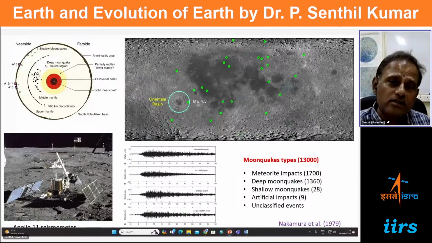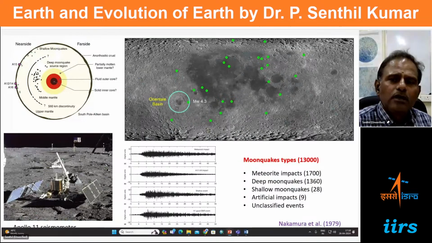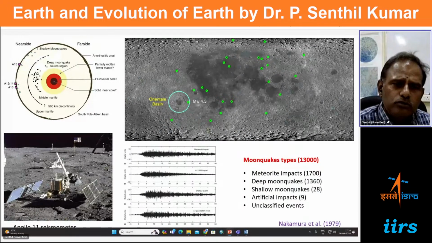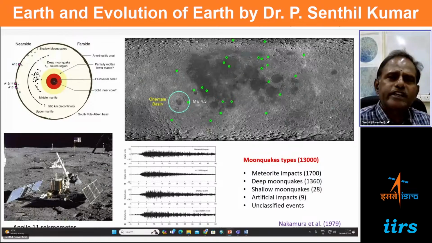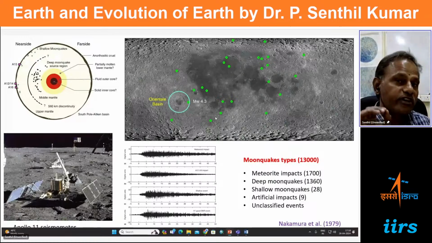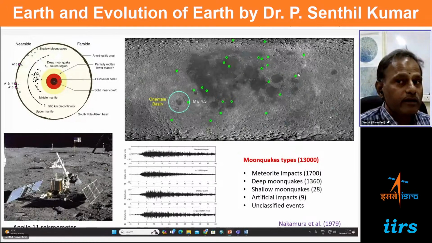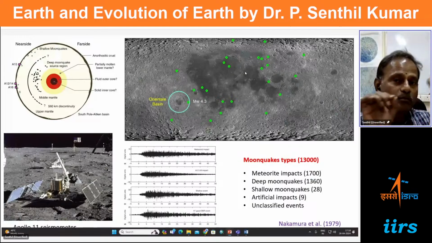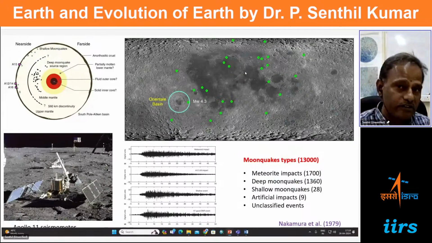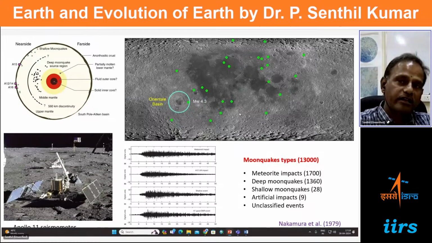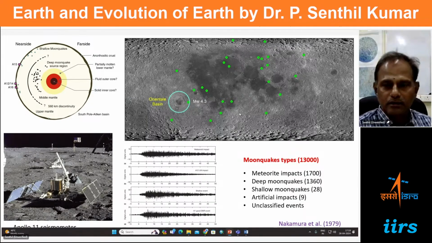The Moon is also seismically active. When the Apollo missions went to the Moon, they installed 4 seismometers on its surface. They recorded 28 moonquakes, which are very similar to earthquakes. But these don't show up like plate boundary earthquakes that you see on Earth. Here, the quakes are occurring very randomly.